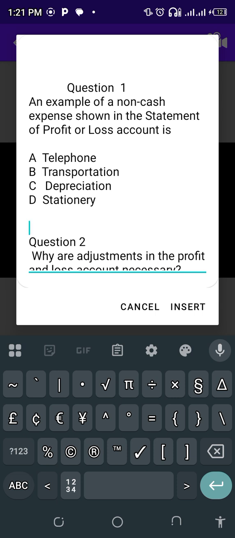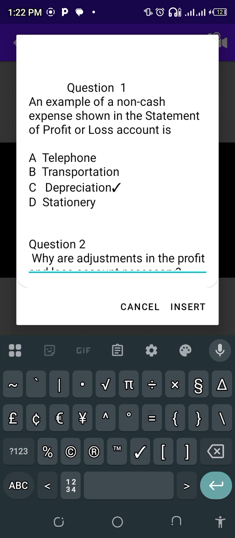Depreciation reduces profit but does not involve actual cash payments. So the correct answer there is depreciation.